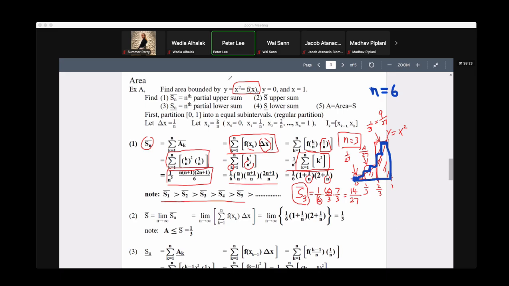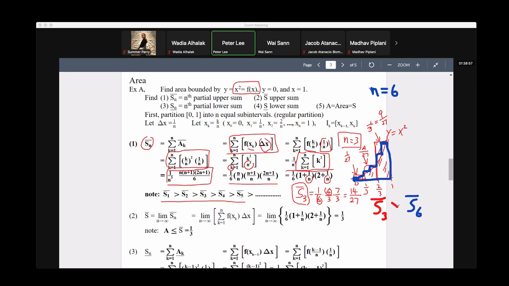Which one do you think is bigger, S sub 3 bar or S sub 6 bar, the third partial upper sum or the sixth partial upper sum? The third partial upper sum is bigger. Which one? The third one. The number 3.